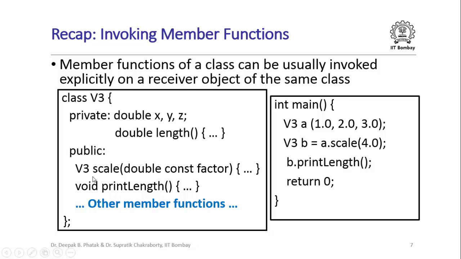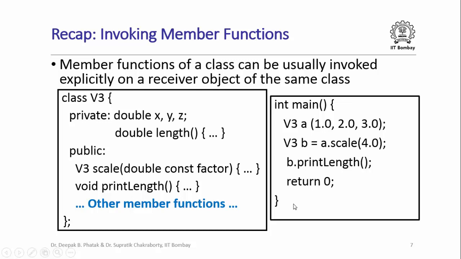Recall also that when studying member functions, we had said that if a member function of a class is public, then that member function can be invoked on a receiver object of the same class anywhere inside the main program or anywhere inside another function in your program. So for example, here is the class V3 and this has several public member functions. Here I have shown just two such public member functions named scale and print length.